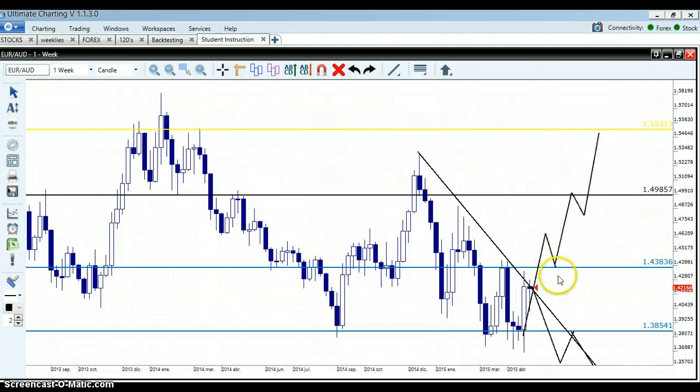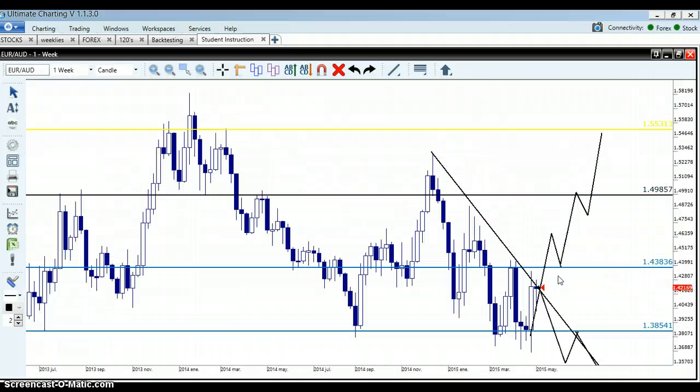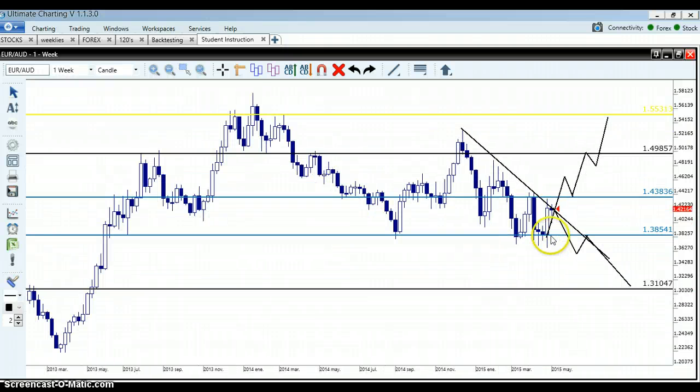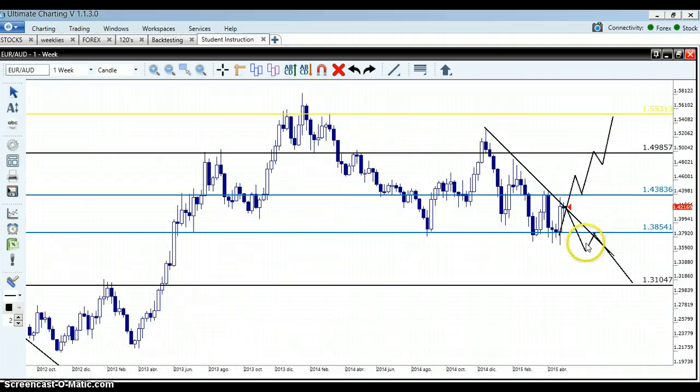So let me know what you think, but I believe that this is something in any pair you should try to look for: recent levels of consolidation where, as soon as the market gives you a breakout, you can predict the next level of price action that the market is going to try to reach. So this was the weekly chart.